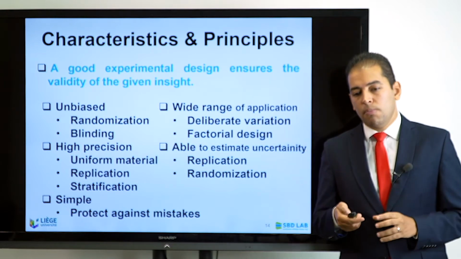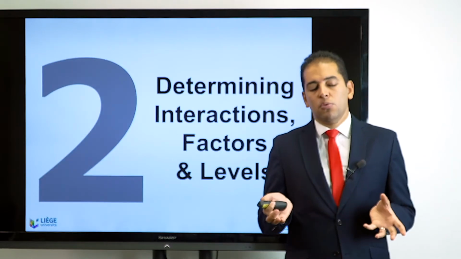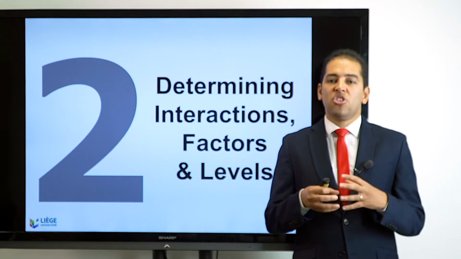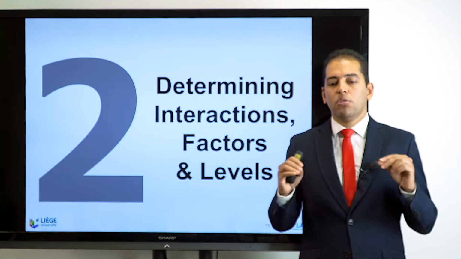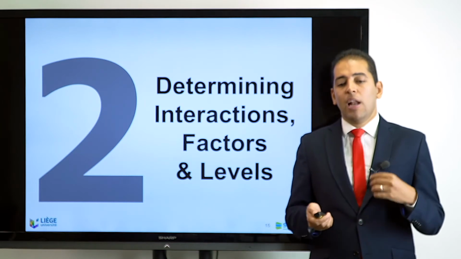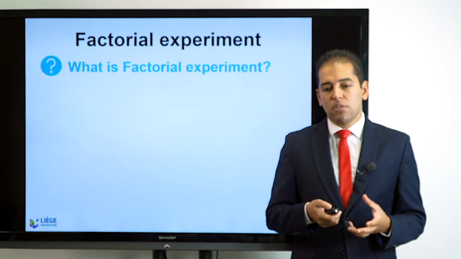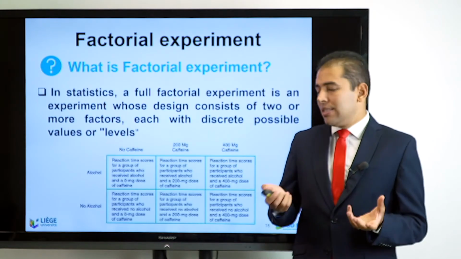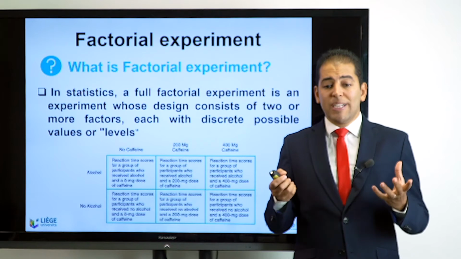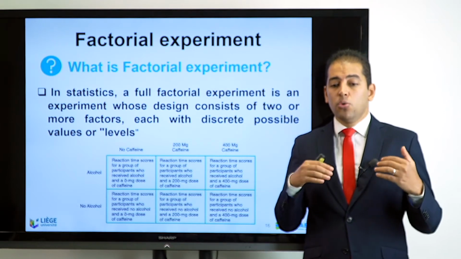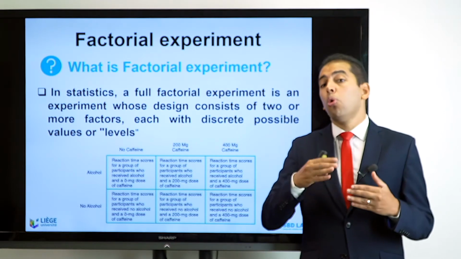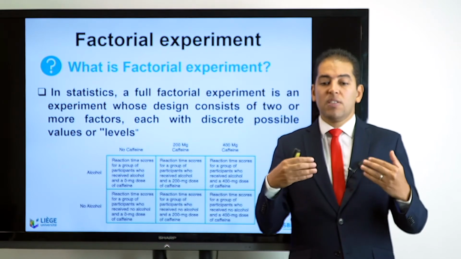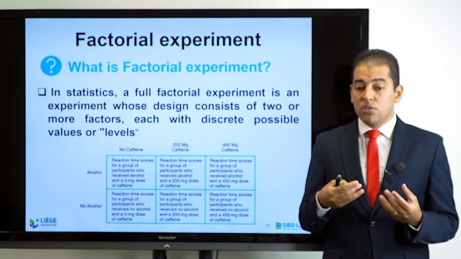Now, the first step that you will need to do when you design your experiment is to determine the possible interaction between your factors and your levels. And allow me to explain further what the factors are that you can use in your experiment. What is a factorial experiment? In statistics, a full factorial experiment is an experiment whose design consists of two or more, minimum two or more, factors, each with discrete possible values or levels.